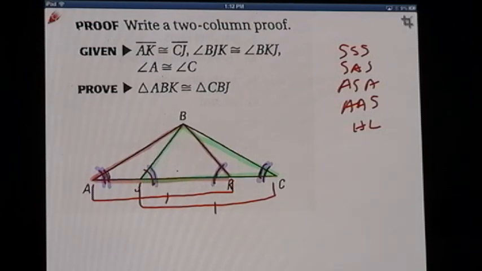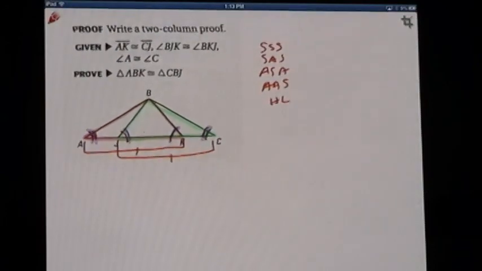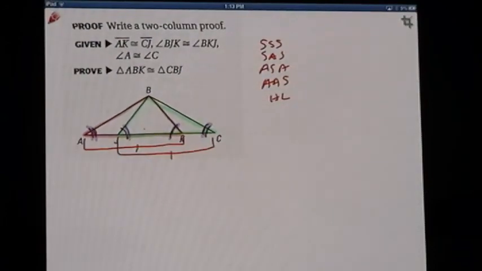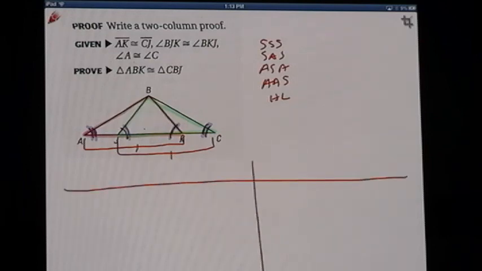Alright, how can we prove? Can we do anything with these sides? Oh, sides are already said to be congruent. That makes it really, really easy, because it already said that the sides are congruent as well. So all we have to do is say all that stuff. Alright, this is kind of lame. This probably isn't the one on the test, or one like one on the test. Statements and reasons.